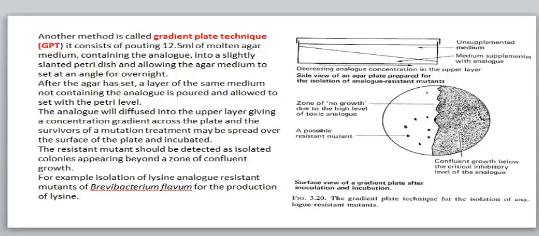Since there is analog in the lower medium, in the bottom, a gradient is already formed, and now when we plate the bacteria over here, only the resistant bacteria will go there.